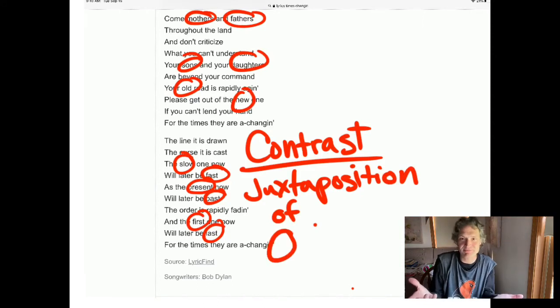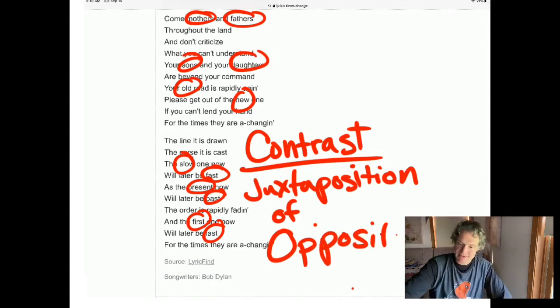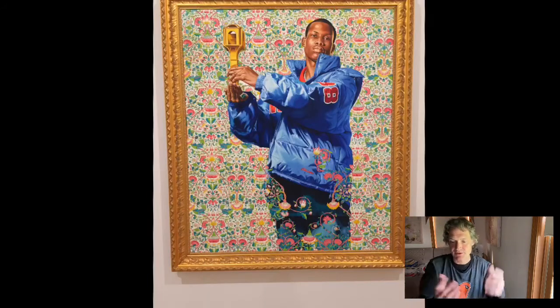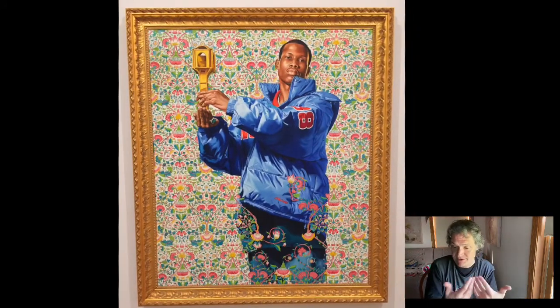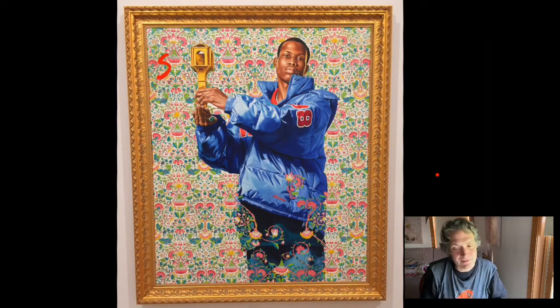Okay, so those are all opposites. The loser now is later to win, because the times they are a-changing. Mothers, fathers, sons, daughters. So thinking in opposites and bringing those opposites next to each other, bringing them together, is the oldest trick in the book if you're an artist.